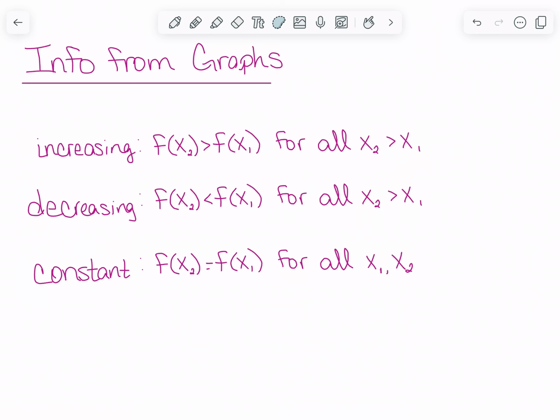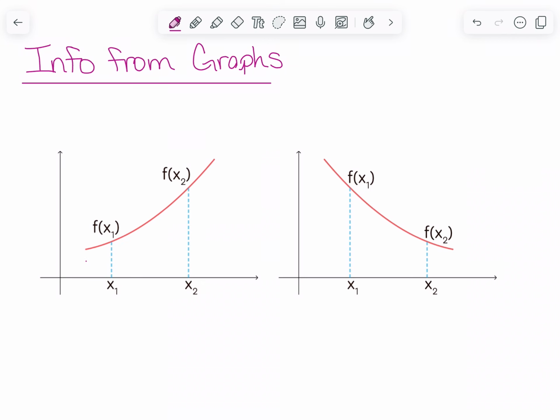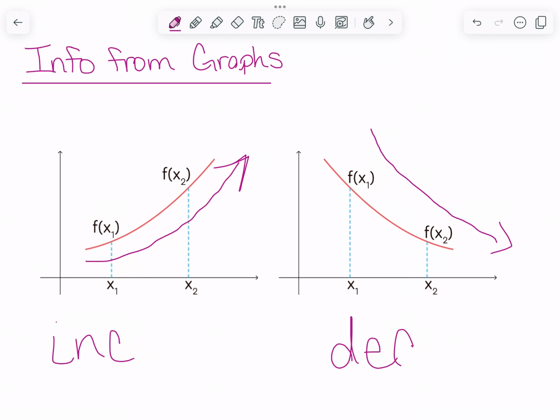So let's look at what this really means and how we can pull this information from a graph. When we read a graph from left to right, the idea is if it's going up from left to right, then that means the graph is increasing. But if it's going down from left to right, that's going to be decreasing. And then constant would mean that the y values are not changing. The graph is flat there.